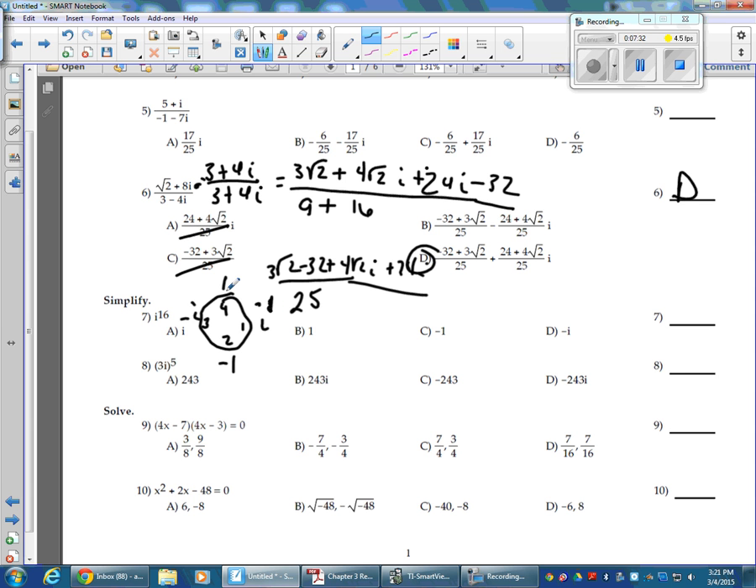5th, 6th, 7th, 8th, 9th, 10th, 11th, 12th, 13th, 14th, 15th, 16th. i to the 16th is 1. Every multiple of 4 is 1. So i to the 4th, i to the 8th, i to the 12th, i to the 16th is all 1.